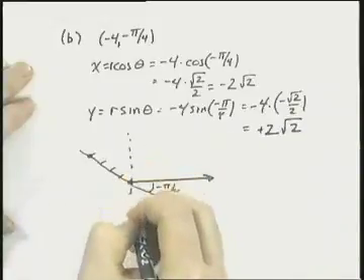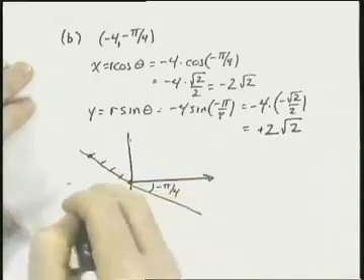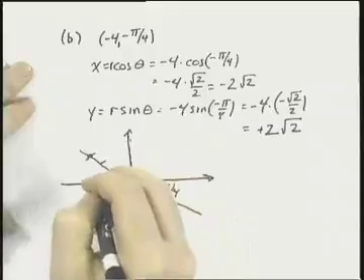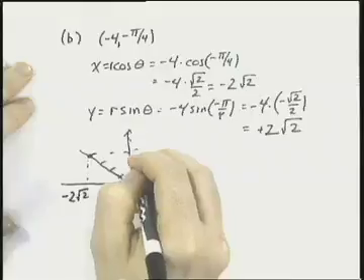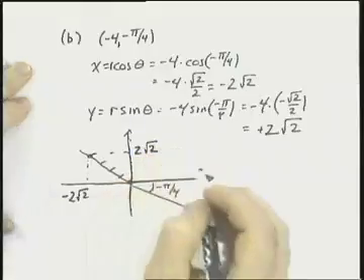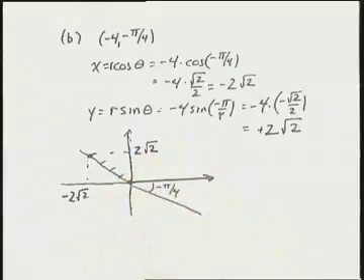So if I superimposed an xy coordinate system, this point would be -2 root 2, positive 2 root 2, and yes, it is in the third quadrant.